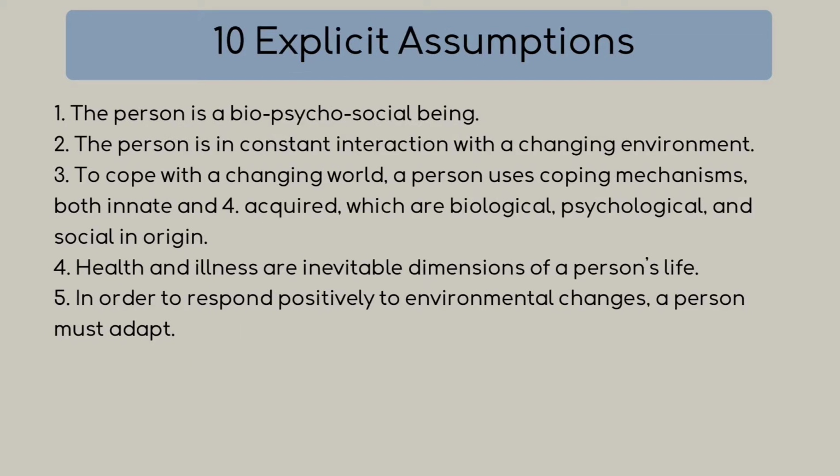The model makes 10 explicit assumptions. Number 1, the person is a biopsychosocial being. Number 2, the person is in constant interaction with a changing environment. Number 3, to cope with a changing world, a person uses coping mechanisms, both innate and acquired, which are biological, psychological, and social in origin. Number 4, health and illness are inevitable dimensions of a person's life. Number 5, in order to respond positively to environmental changes, a person must adapt.